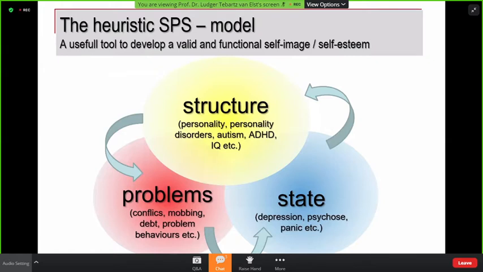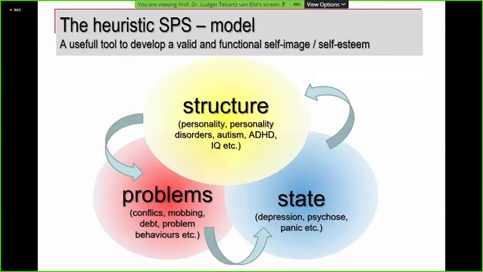For that purpose, I have used this SPS model for somewhat 3 years, more or less. In this model, S stands for structure, and structure means phenomena like personality disorders, autism, ADHD, IQ, or body height. When we are confronted with patients, they have structural specificities, and you cannot change these. This is easy to understand when you think about body height. If you have a person who is 210 centimeters tall, then it's a giant. This is very relevant for the life of this person. Maybe he's being mocked because he's a giant, but you cannot change the structure.